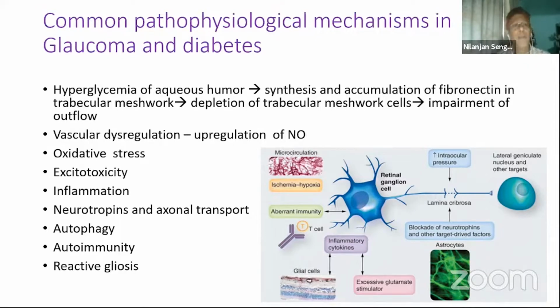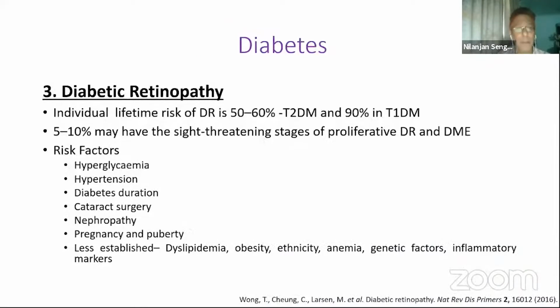The most important being hyperglycemia of the aqueous humor, which leads to increased synthesis and accumulation of fibronectin in the trabecular meshwork. This depletes the trabecular meshwork cells and impairs drainage of aqueous, leading to increase in the intraocular tension. That apart, vascular dysregulation, oxidative stress, inflammation, reactive gliosis, formation of advanced glycation end products, as well as the polyol pathway have been invoked in the causation of glaucoma as in other etiology of diabetic retinopathy.